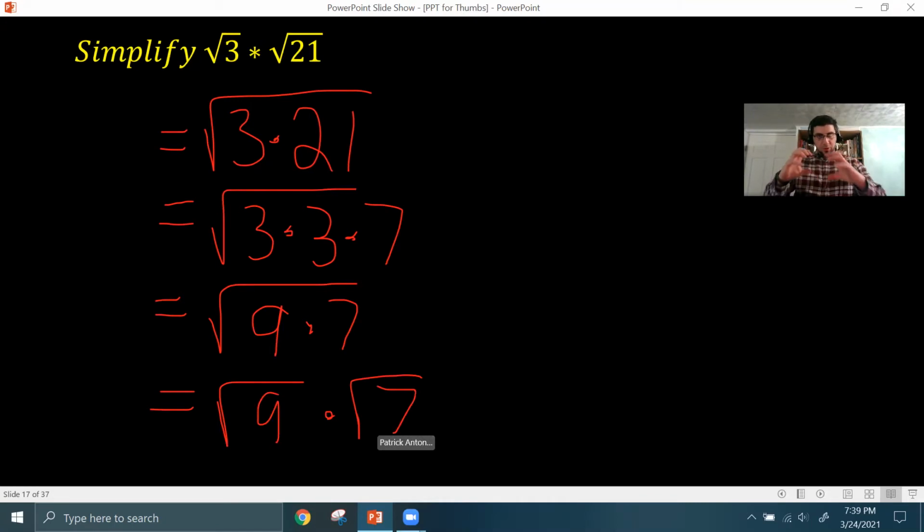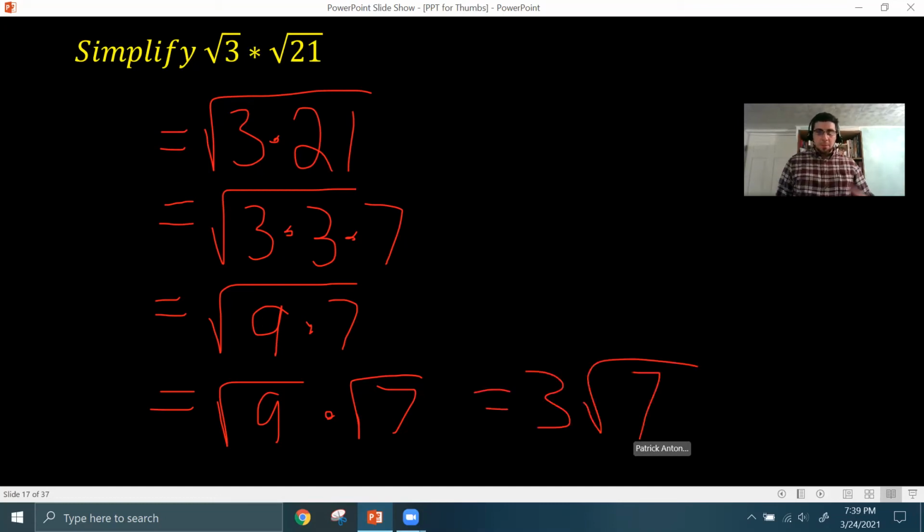So sometimes the perfect square factors don't show up right away, but you can figure them out. And then that would just simplify to 3 square root 7. Bippity bop, bippity boop. There you go. 3 square root of 7.